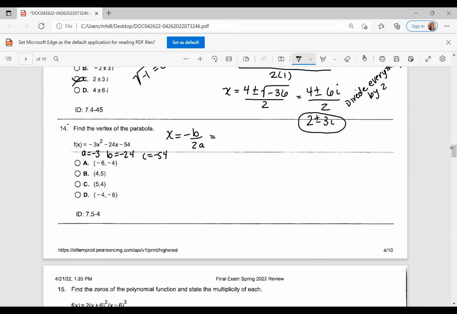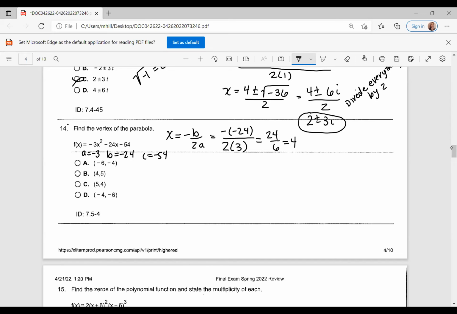So if I want to find the x coordinate of my vertex, all I have to do is say -24, because that was my b, over 2 times a, which is 3. And so I get 24 over 6, which ends up being 4. So you can probably tell the right answer right now because there's only one x that is a 4 on this problem.